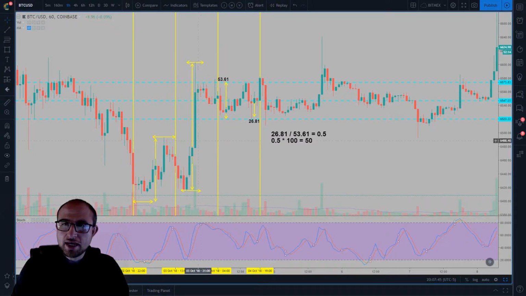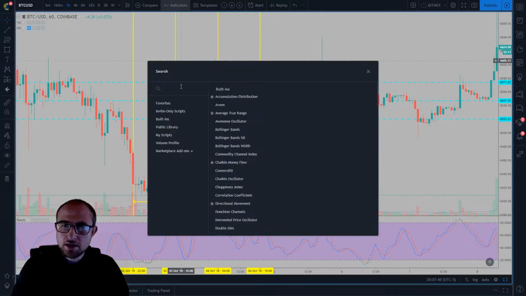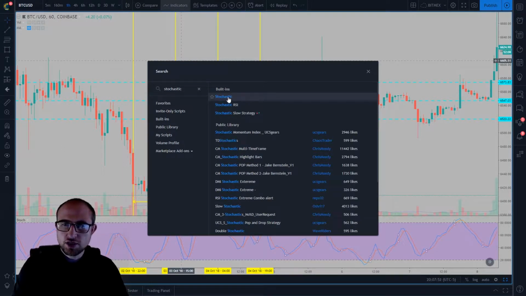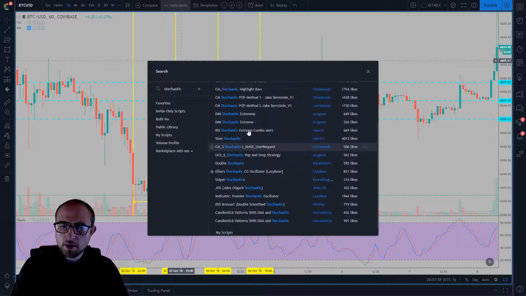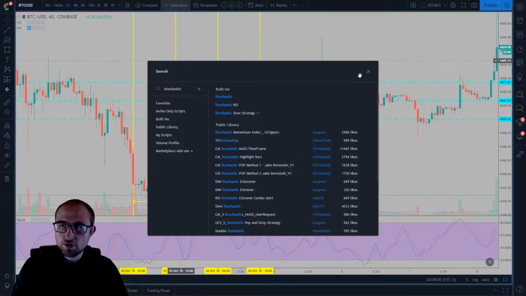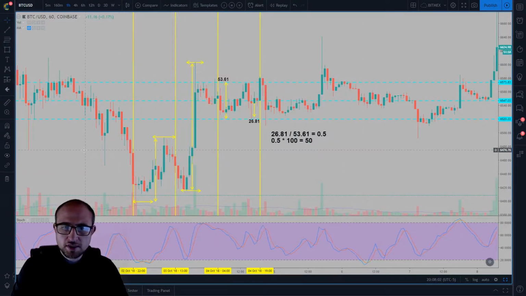So to get the stochastic in TradingView, you'll merely go up to Indicators, type in Stochastic, and it'll be your first selection here. Obviously, there are two other types of built-in stochastics on the TradingView platform and a plethora of public library scripts that you can play around with at your leisure. But for the purposes of this tutorial, we'll just be using the stochastic.